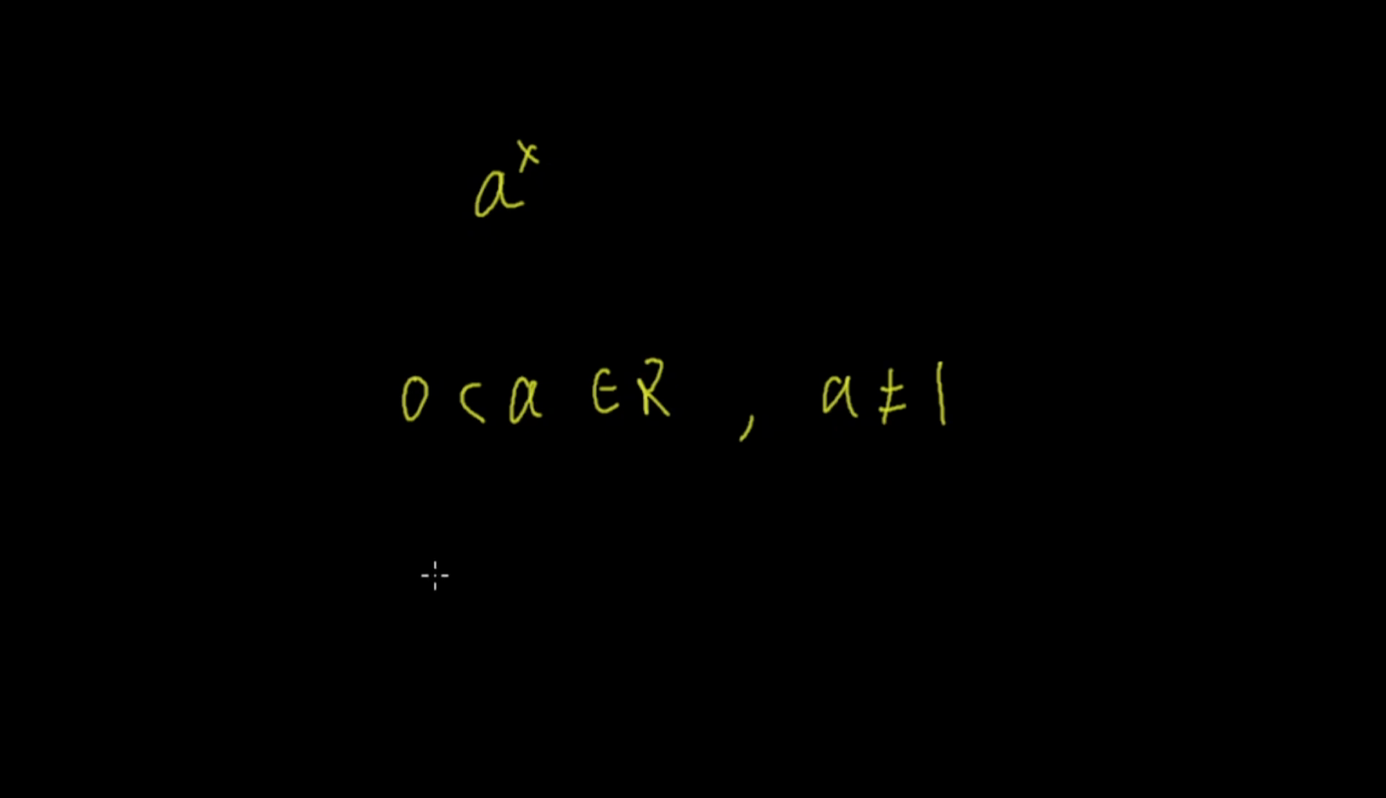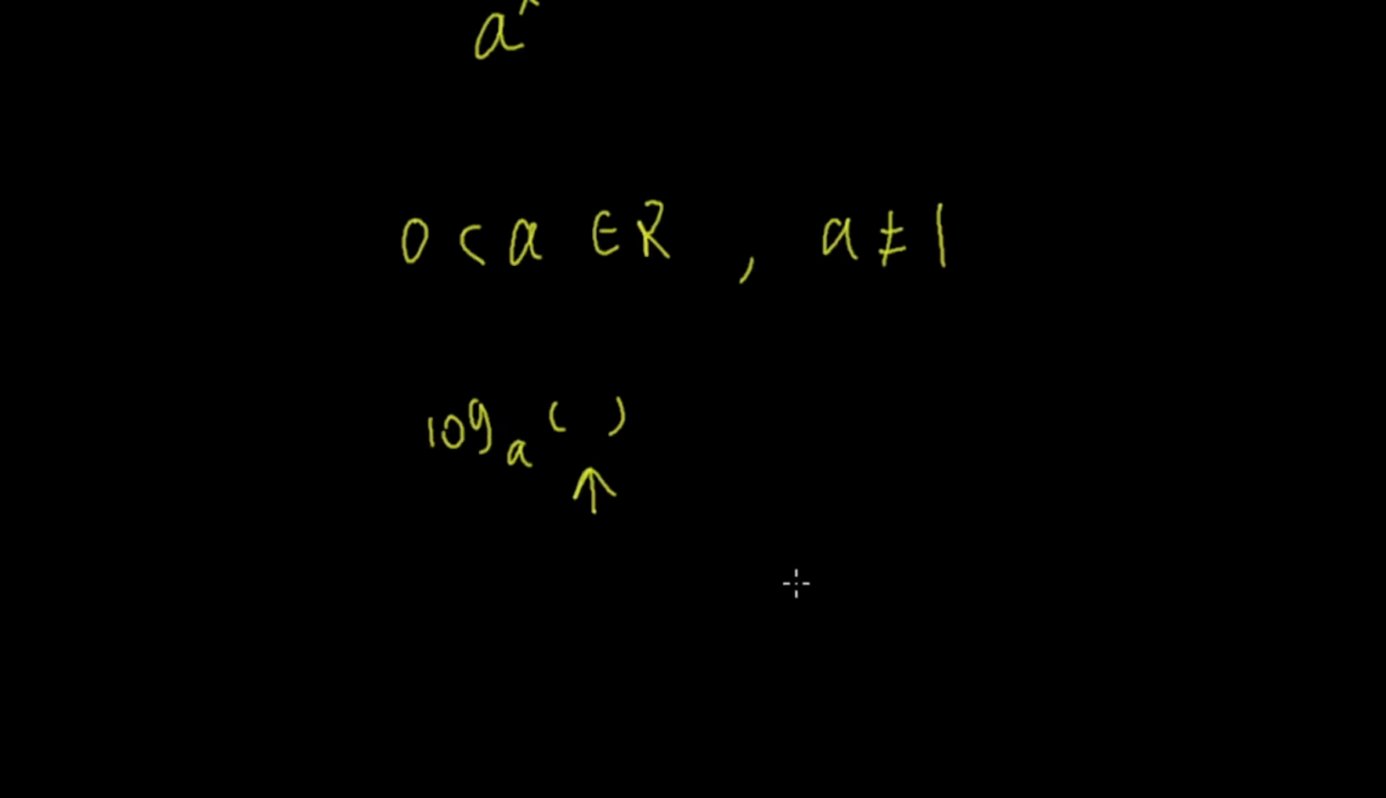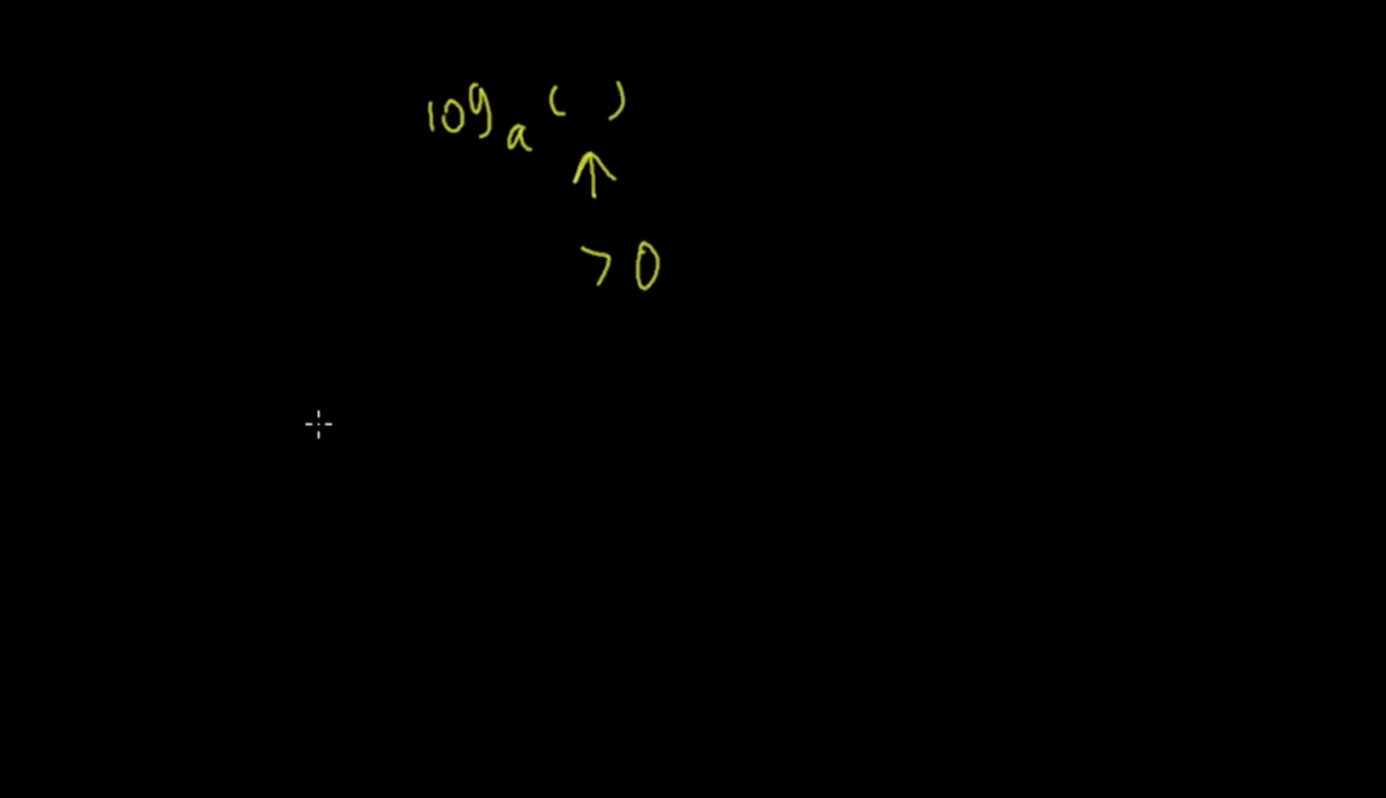Now, in logarithm, let's say log of something to the base a. This something here has to be greater than 0, because you cannot put a negative number here, then this log will not give you an answer. In this example here, log a to the x to the base a, x here has to be all real number.